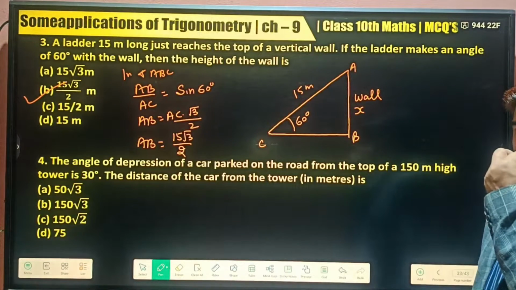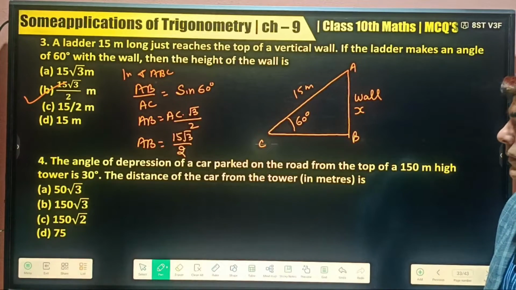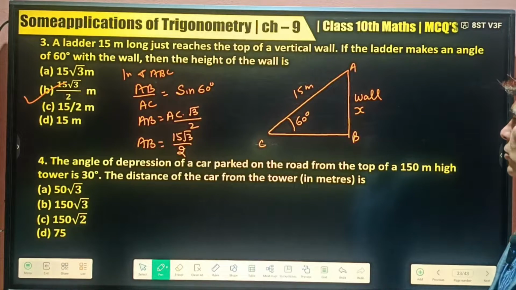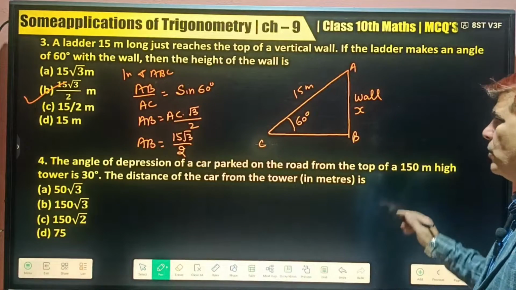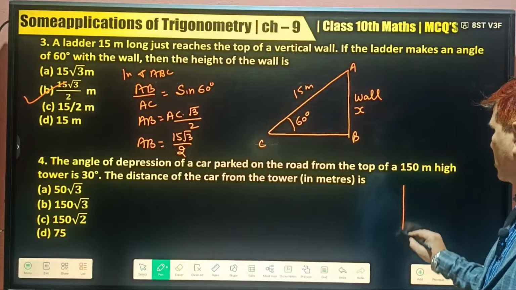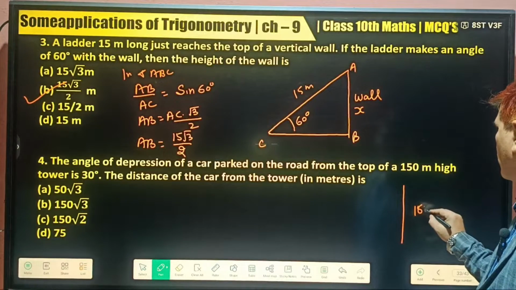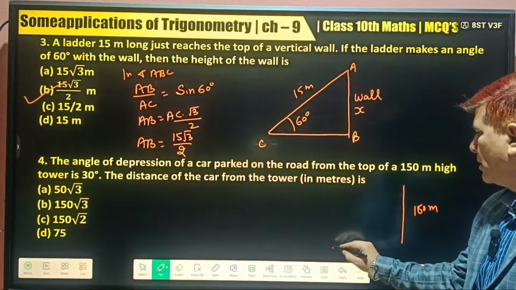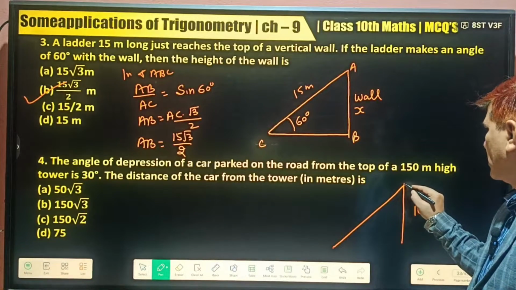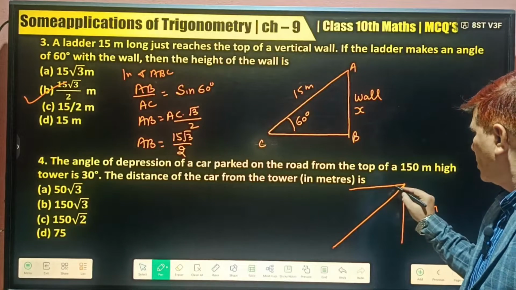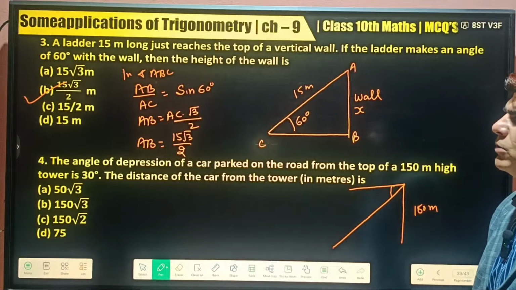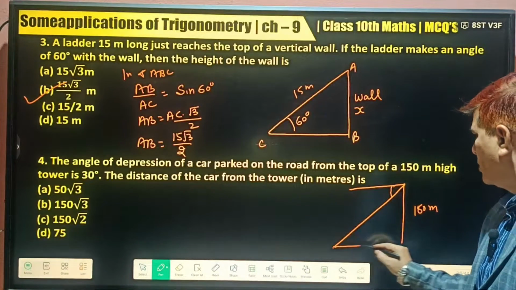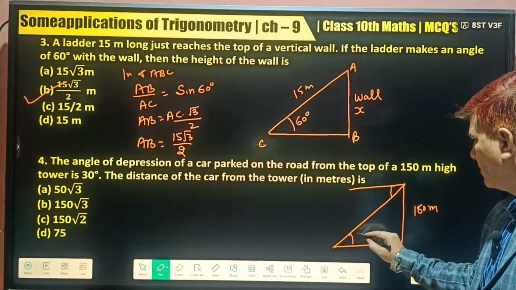Question number 4. The angle of depression of a car parked on the road from the top of a 150 meter height tower. This is a tower whose height is 150 meter, and the car is standing here. Someone is standing here, so this angle is how much degree? 30 degrees. So if this is 30, this is also 30.